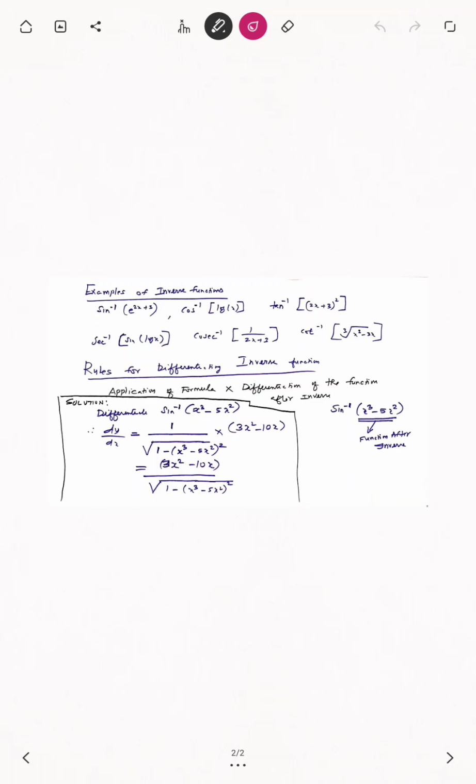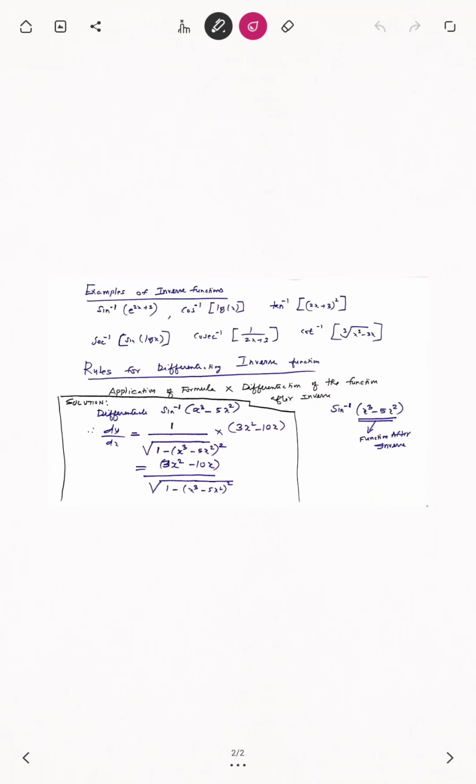After inverse, what is available? x cube minus 5x square. This function is called the function after inverse. This function is an algebraic function. This is only a simple function given. So, differential of x cube is 3x square, and differential of minus 5x square is minus 10x. So, the answer is 3x square minus 10x by root of 1 minus (x cube minus 5x square) whole square.